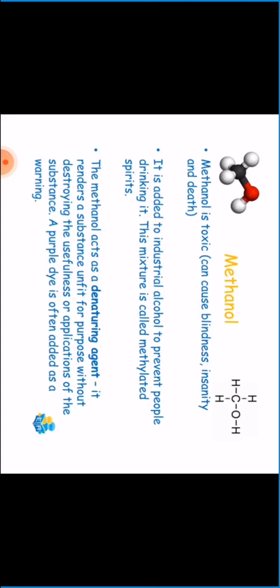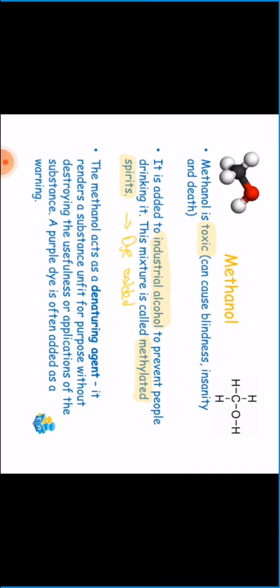So let's take methanol specifically. The first thing I'd like to point out is the structure of methanol here. You can see that there is one carbon present, so that's where we get the name methanol. Now, methanol is a highly toxic alcohol. It can cause blindness, insanity, and sometimes death. It's added to industrial alcohol to prevent people from drinking it, and this mixture is often called methylated spirits, and methylated spirits will also have a dye added to it so that people are aware of its danger.